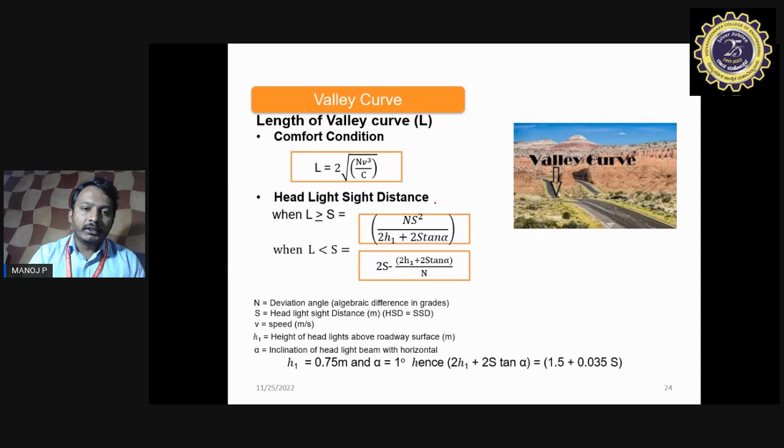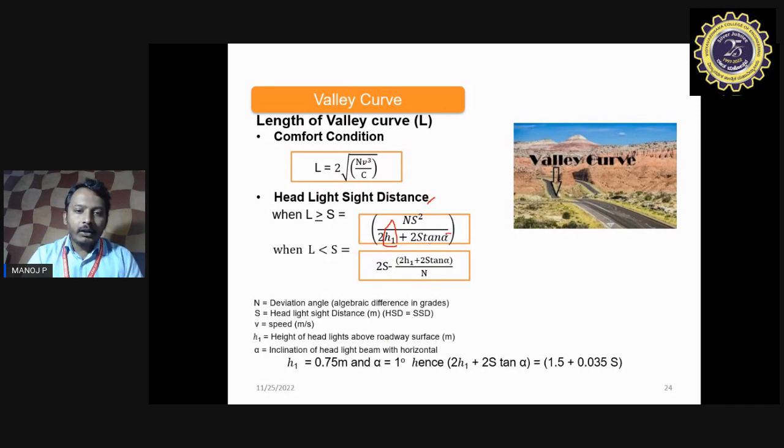Headlight sight distance is with respect to sight distance. The first case is L greater than or equal to S. The second case is L less than S. The first case equation is L is equal to N S square divided by 2h1 plus 2S tan alpha. Second case, L less than S: 2S minus 2h1 plus 2S tan alpha divided by N. Here, what is h1? h1 is the height of the headlight above the road surface.